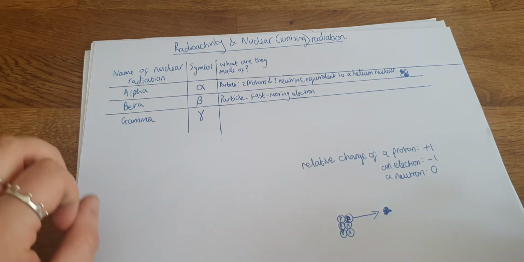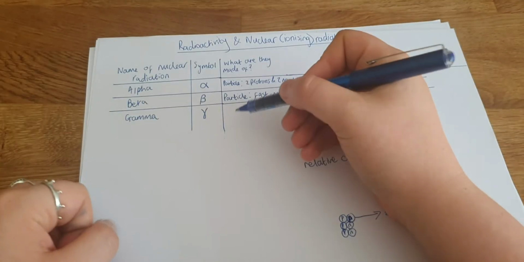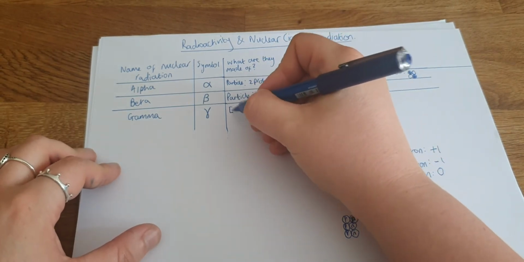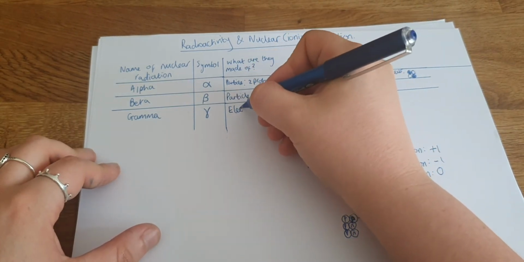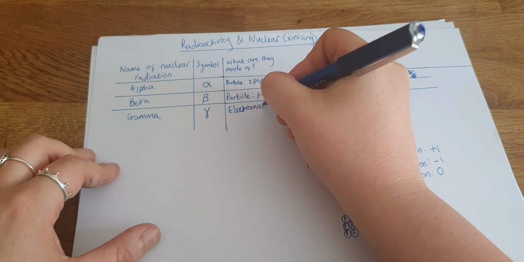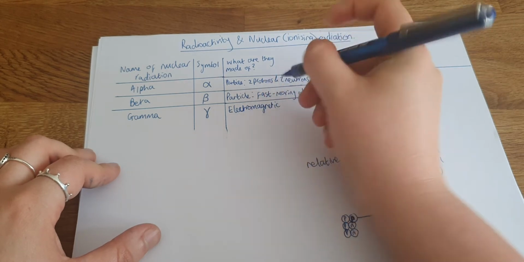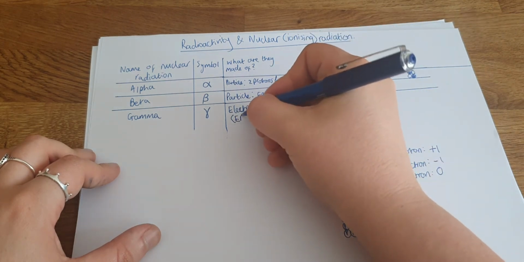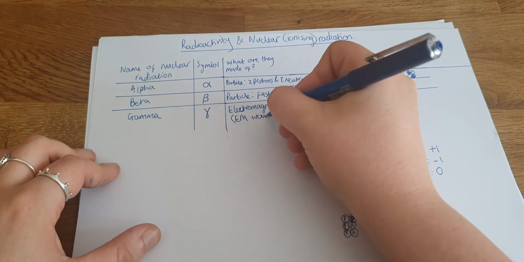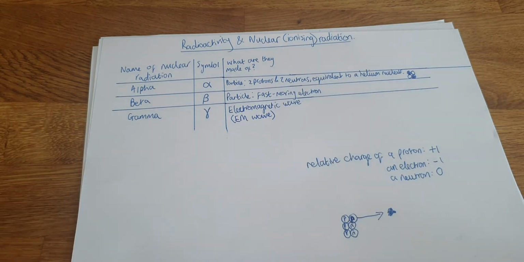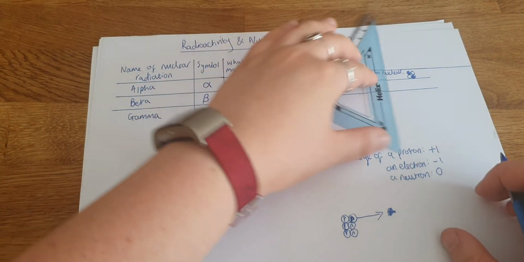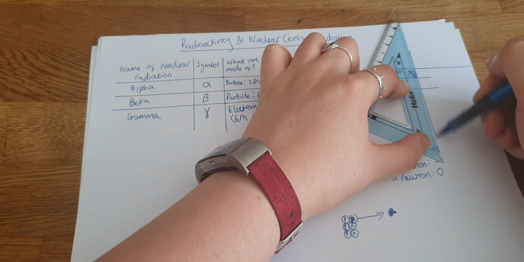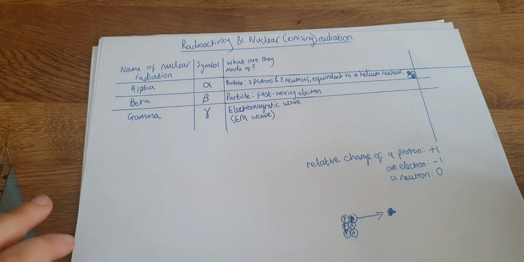electron, and finally gamma is not a particle. Okay, so it's not a particle. We would say it's an electromagnetic wave. You can also write EM in capitals, wave. So you would be expected to remember that. Of course, I have left myself with no space, completely rookie error.